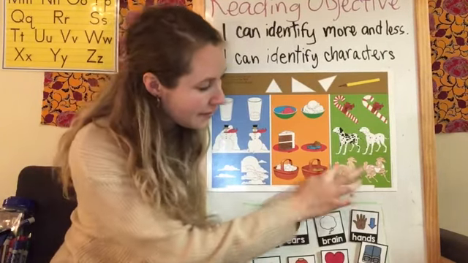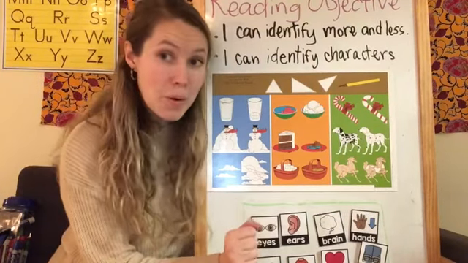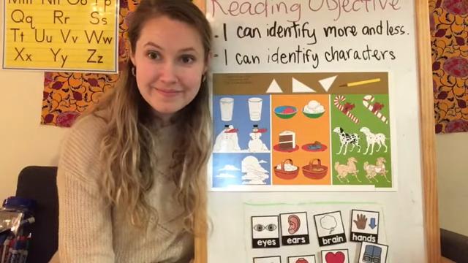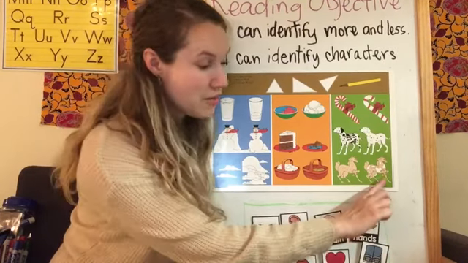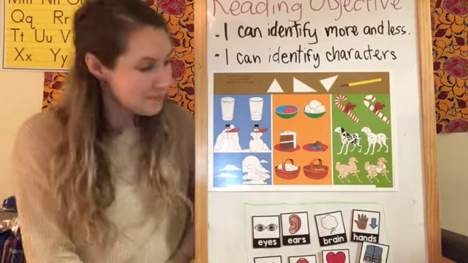Now we're going to look at these spots on this horse down here. Which one has more spots? The one on the left or the one on the right? The one on the right, he has more spots on him, and they're bigger too.